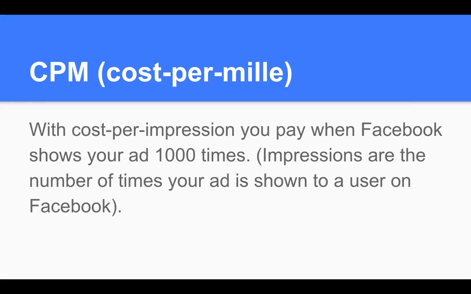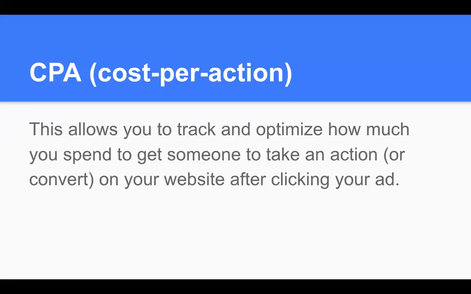Now, cost per impression: you pay when Facebook shows your ad 1,000 times. Impressions are the number of times an ad is shown to a user on Facebook. So that's called CPM. Another thing is called cost per action.